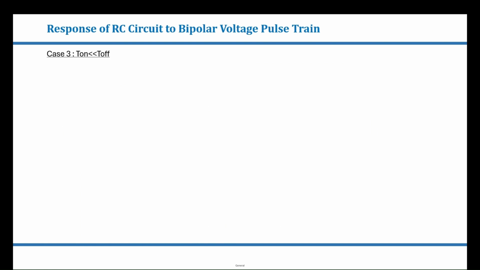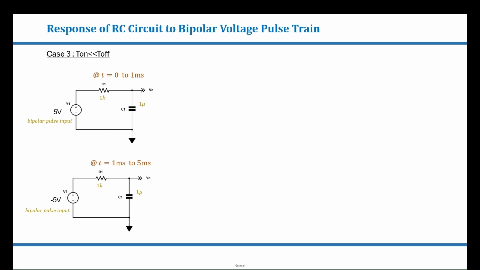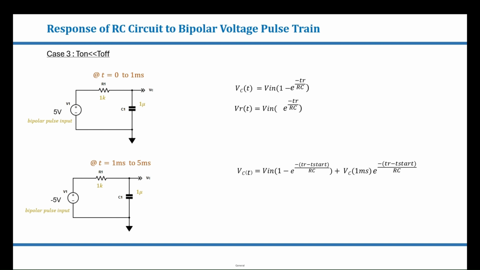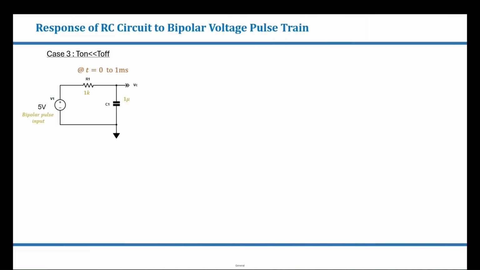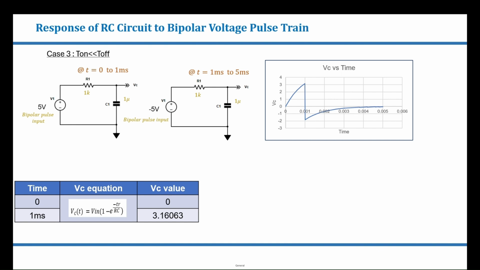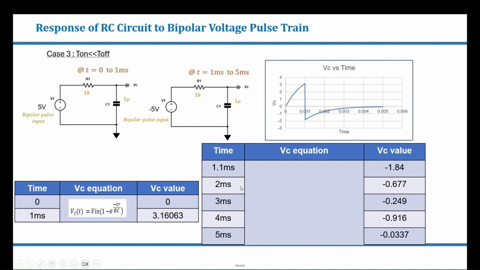Let's consider a case where T on is much lesser than T off. T on here is 1 millisecond and T off is 4 milliseconds. Now during the on period, the voltage across the capacitor and resistor can be calculated using the following equation. During the off period, the input voltage flips to minus 5 volts and the voltage across the capacitor and resistor can be calculated using the given equation. Up to 1 millisecond, the voltage across the capacitor can be calculated using this equation, and after 1 millisecond, when the input flips to minus 5 volts, it can be calculated using the following equation.